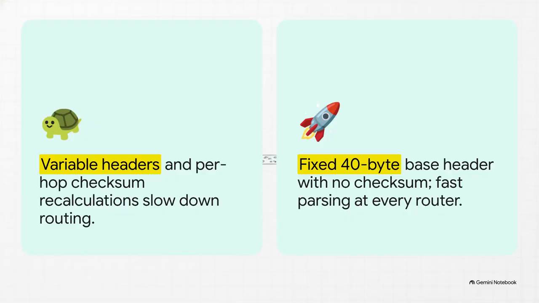Now, what's really interesting here is the contrast in processing. With IPv4, you're dealing with variable headers and the router literally has to recalculate the checksum at every single hop. It is clunky and it completely bogs things down. IPv6 says, scratch that, it drops the checksum entirely and uses that sleek, fixed 40-byte base header. Any of the optional stuff like routing options or security is all shoved into extension headers chained after the base header. And the best part? They're only processed by the destination host. It is an absolutely massive win for routing speed.